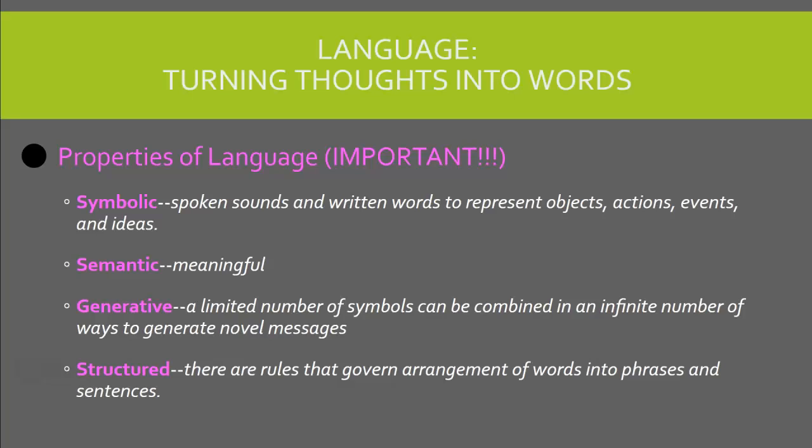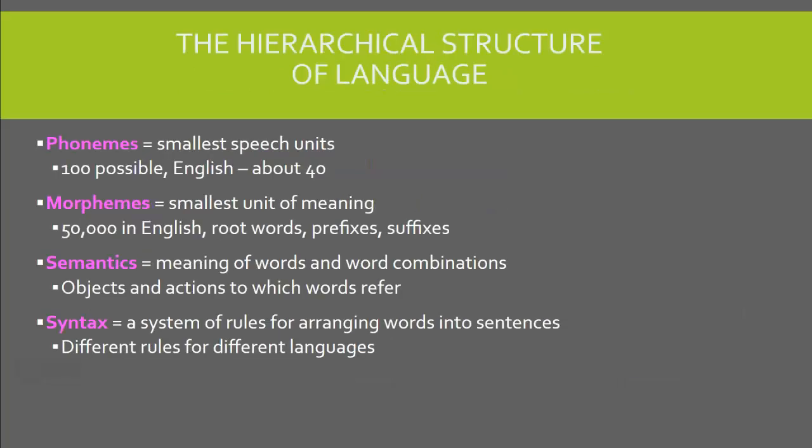Some components or properties of language that basically make language language. So for something to be considered a language, it has to be symbolic, that we have spoken sounds, but we also have written words to represent the objects. Those symbols are semantic, which means they actually have meaning. They are generative, that's a bigger one, that we can create an infinite number of words and messages from our limited number of symbols, and that our language is structured, that we follow grammatical rules.